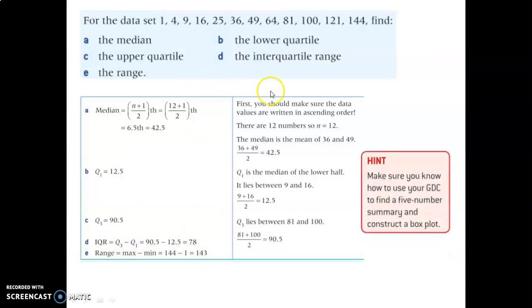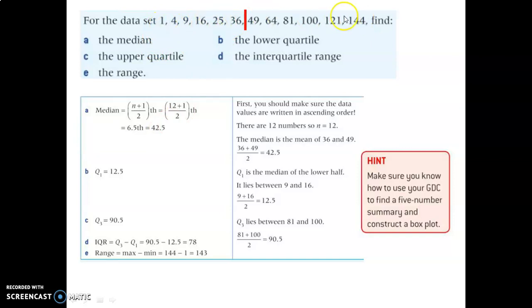Let's look at some basic things. First of all, we know the median is here because we have 1, 2, 3, 4, 5, 6, 7, 8, 9, 10, 11, 12 data points. So we do 12 plus 1, 13, divided by 2 gives us 6.5. And that's what's going on here. The 6.5th position is where the median is. That means it's in between the 6th and 7th data points, right in the middle. And what's the middle value between 36 and 49? We can just add those two and divide by 2, and we'll find out the middle between those is exactly 42.5.